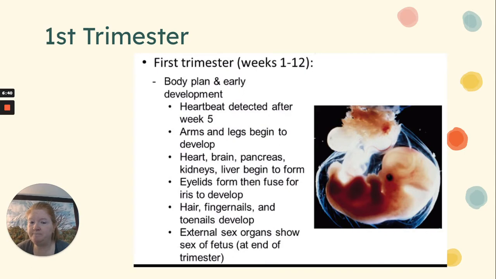Eyelids form, but then they do fuse because they're going to allow the iris to develop. Hair, fingernails, toenails, and the external sex organs are going to show the external anatomy, the external sex of the fetus. And that's around the end of this first trimester. Although even in an ultrasound or sonogram, at this point, it may not be easy to detect.